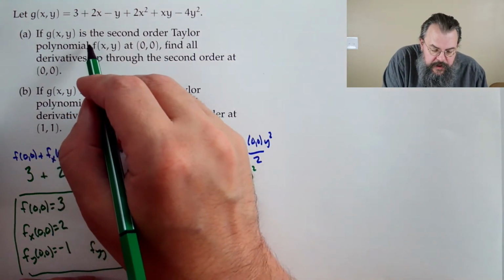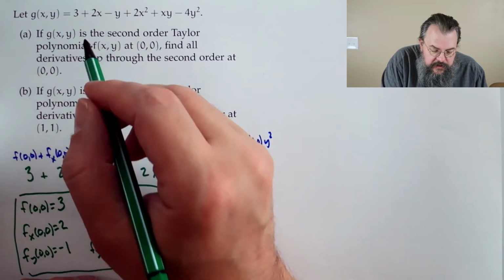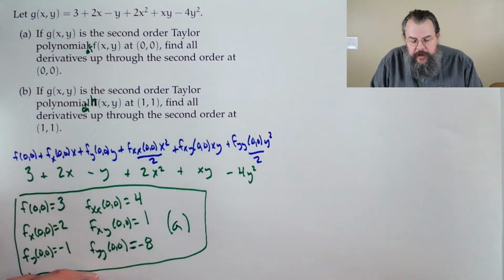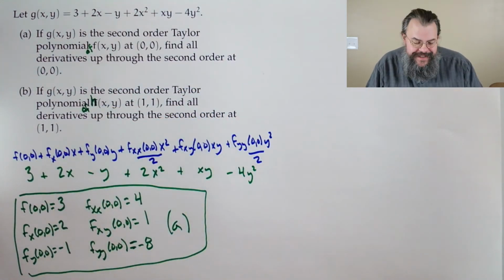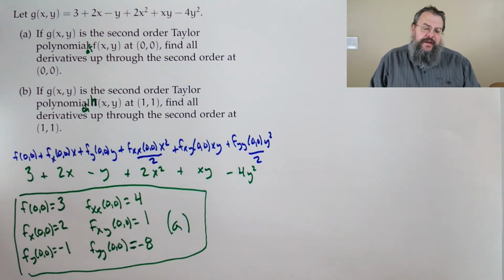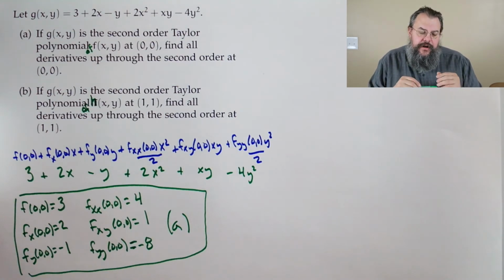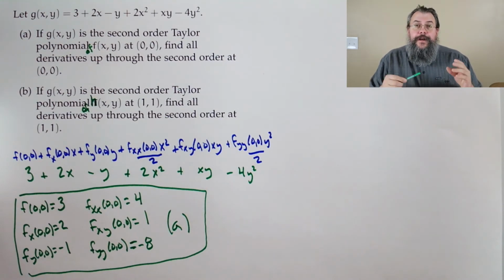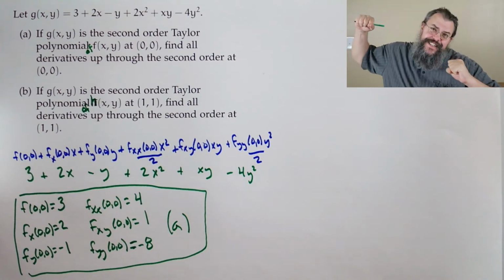We also should put in words like "of" and "for." Okay. Well, we'll fix that in post-production. All right. And so our question becomes, find all the derivatives up to the second order at 1, 1. We're like, okay, can we do the same thing? And the answer is no.